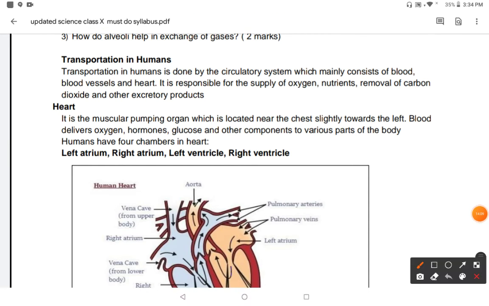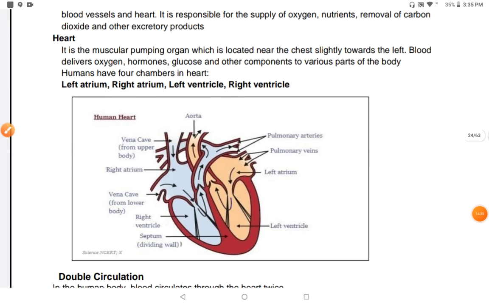Now the next process is transportation in humans. Transportation in humans is done by the circulatory system, which mainly consists of blood. Blood is the big source of transportation, and it contains blood vessels, and the heart is the main organ. It is responsible for the supply of oxygen and nutrients and the removal of carbon dioxide and other excretory products. Now let's see how the heart functions in our body.